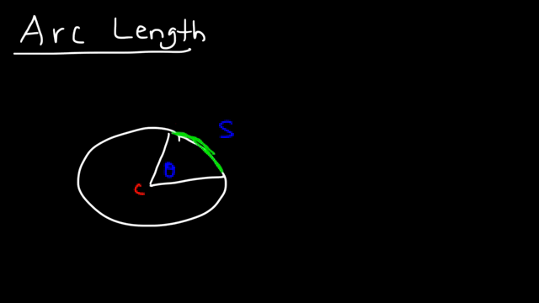Let's say C is the center of the circle and this is A and B. The distance between points A and B around the edge of the circle is S. S is the arc length. The distance between C and B is the radius, which is the same as from C and A. So the arc length S is equal to the angle in radians times the radius.